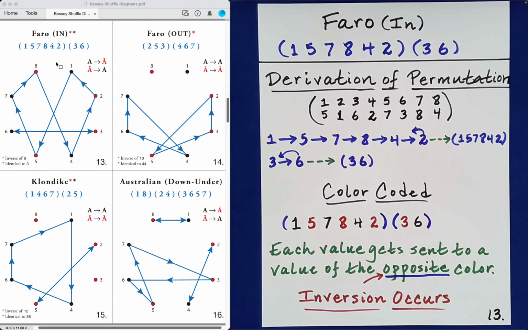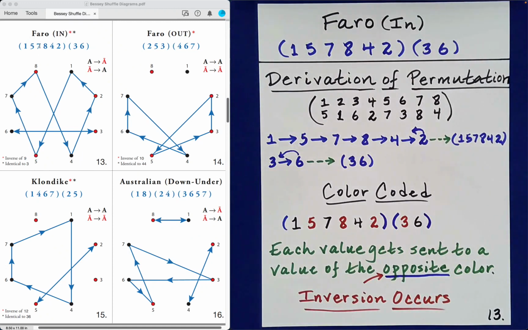Now for those who are new to this series on Bessey shuffle diagrams, why don't we just quickly explain how our permutation gives rise to this particular diagram. So the way that we read this is we begin at 1, so 1's over here, and it gets sent to 5. We can see that up above here. So 1 goes to 5, 5 goes to 7, so here's 5, we're going to go up to 7.